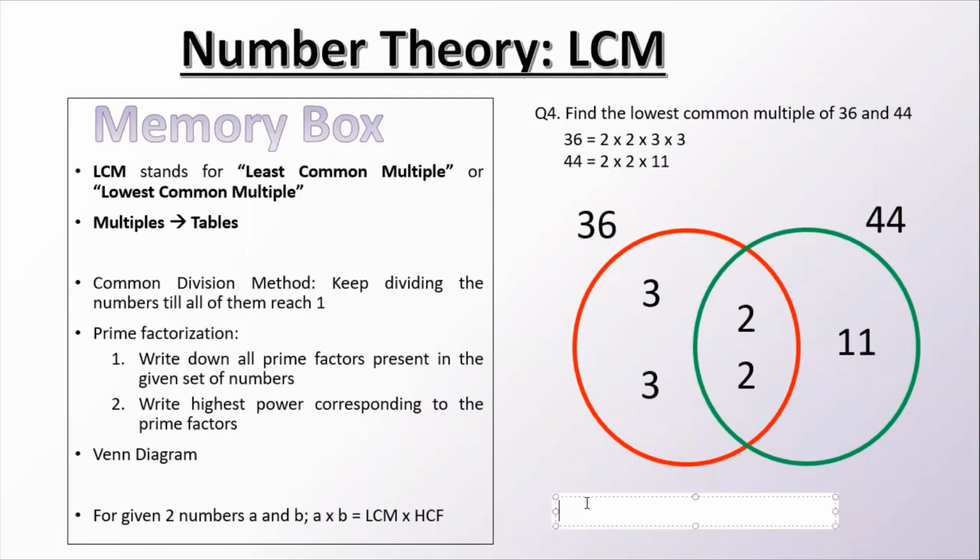So my LCM can be simply written as 2 multiplied by 2 multiplied by 3 multiplied by 3 multiplied by 11. So this gives me the LCM of 36 and 44.